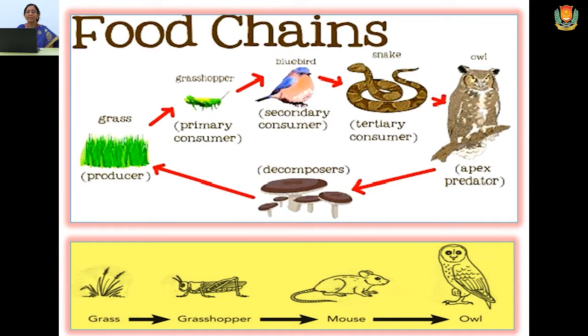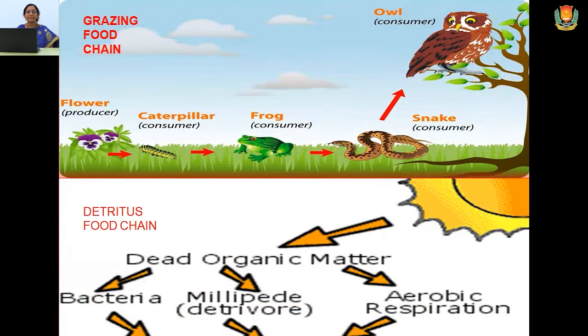And when we come to the second type of food chain, that is detritus food chain, which starts with dead organic matter which is fed upon by bacteria and millipedes. With the help of oxygen, they convert this dead organic matter into inorganic nutrients which are finally again consumed by the producer, the plants, for again preparation of the food. So we can see that these food chains are all linked together and they form an important ecosystem.